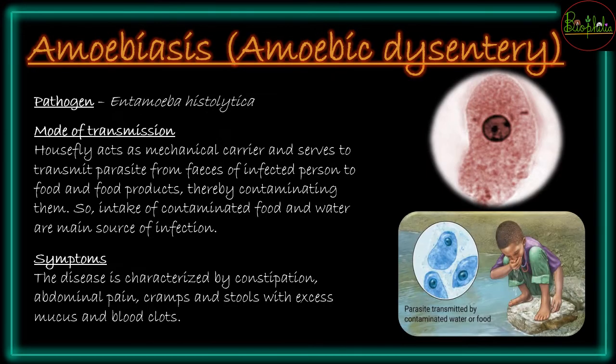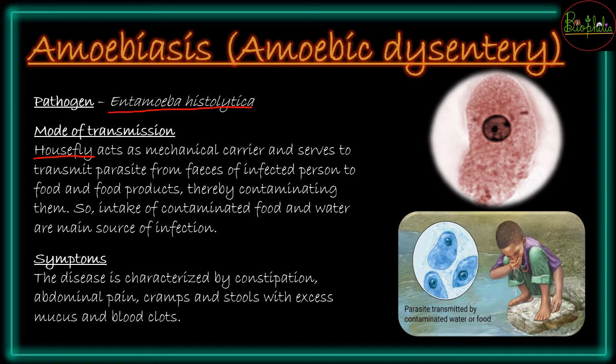Now we move on to the second disease caused by protozoans in our study, that is Amoebiasis, also called Amoebic dysentery. The pathogen of that is going to be Entamoeba histolytica. In 8th, 9th, 10th you must have also heard about a protozoan called amoeba. Amoeba and Entamoeba are different, because the Entamoeba is much larger than the amoeba. So this Entamoeba is going to cause amoebiasis, and how is it going to infect? The mode of transmission is going to be through house flies.